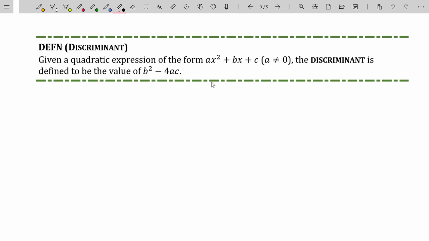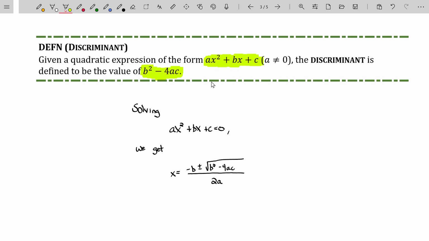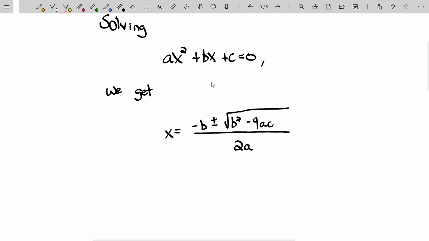Given a quadratic expression of the form ax squared plus bx plus c, where a is non-zero, the discriminant is defined to be the value of b squared minus 4ac. That b squared minus 4ac right there should be incredibly familiar to you. That is the radicand of the quadratic formula. So if you had set this expression equal to 0 and solved, the radicand, the stuff underneath the radical, would have been b squared minus 4ac. Again, solving that quadratic equation, we would get this, and there is that discriminant.